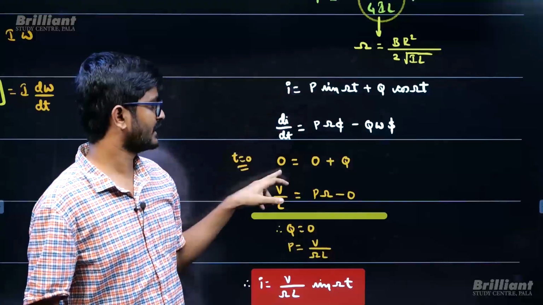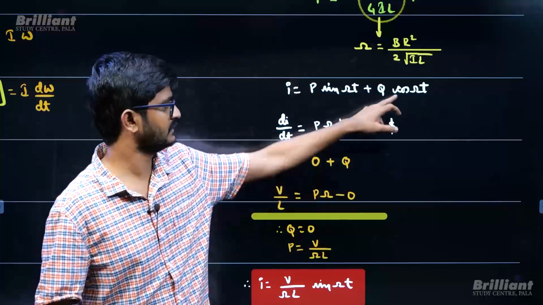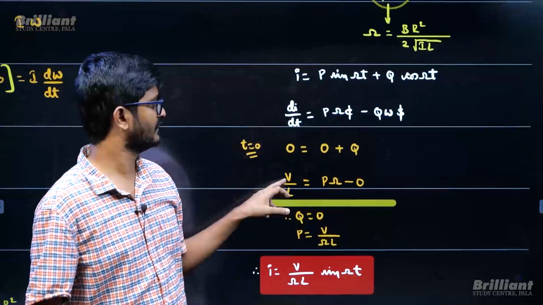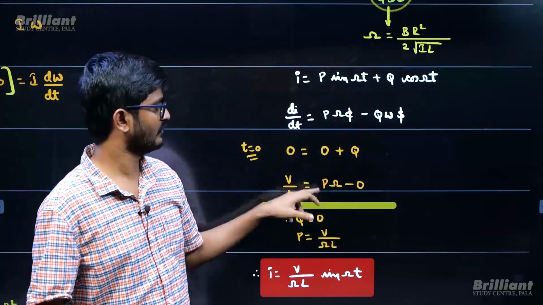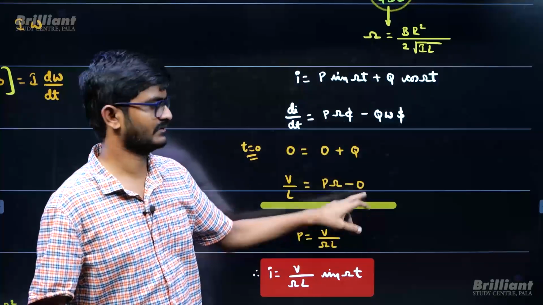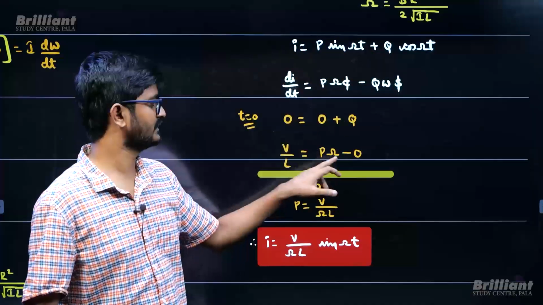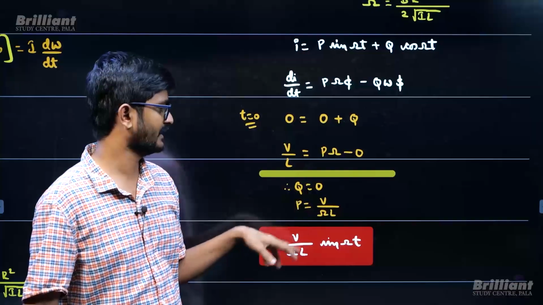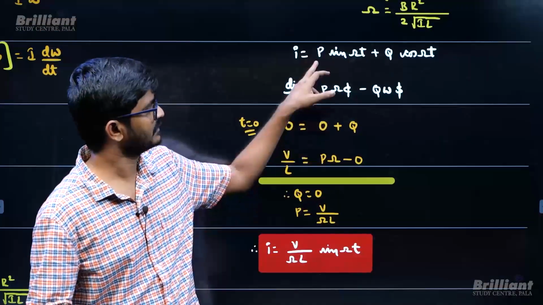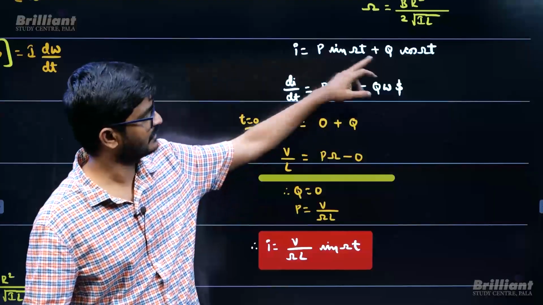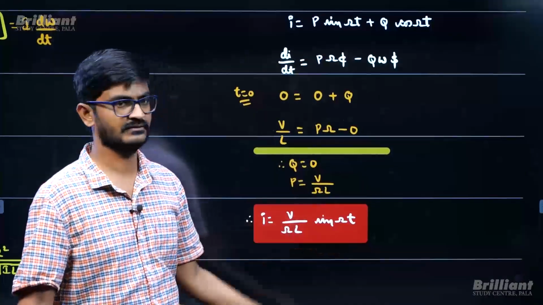So at t equals 0, current is 0. This is 0. This is q. This is V by L. This is p omega, this sin thing is 0. So from there I will be getting q value is 0, p value is V by omega L. So I can just substitute it back, p value is V by omega L, q value is 0. So current as a function of time I got.